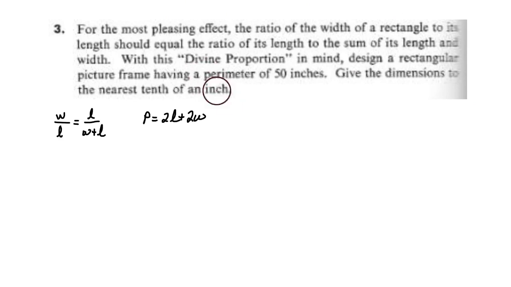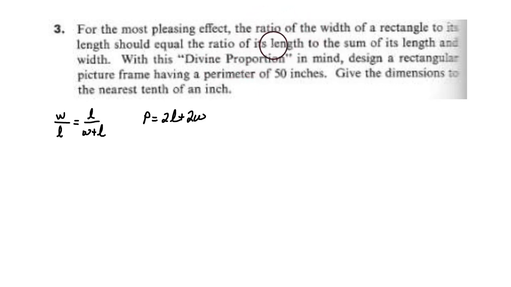Number 3, for the most pleasing effect, the ratio of the width of a rectangle to its length should equal the ratio of the length to the sum of its length and width. We call this the divine proportion, or golden ratio. It is used a lot in design and architecture.